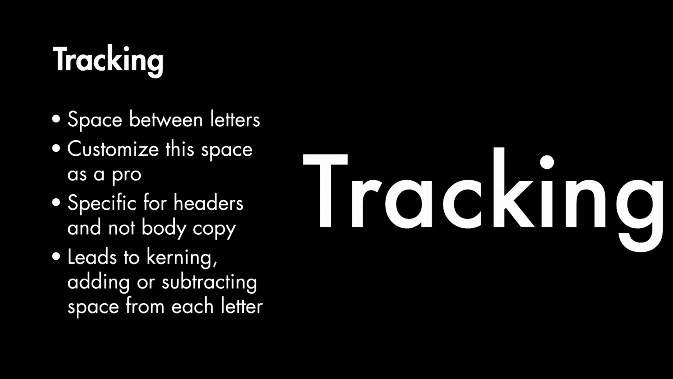So tracking is a combination of both paying attention to the spaces between the letters and also considerations for the kern, one specific space between the letters. So if you were to remove a space or increase a space within one of the pair of letters, that's referred to as kerning. And that's the act of adding or subtracting a space from each letter, or the negative space between the letters.